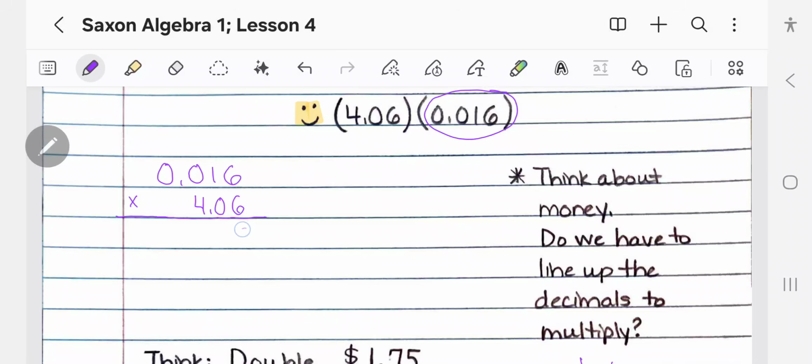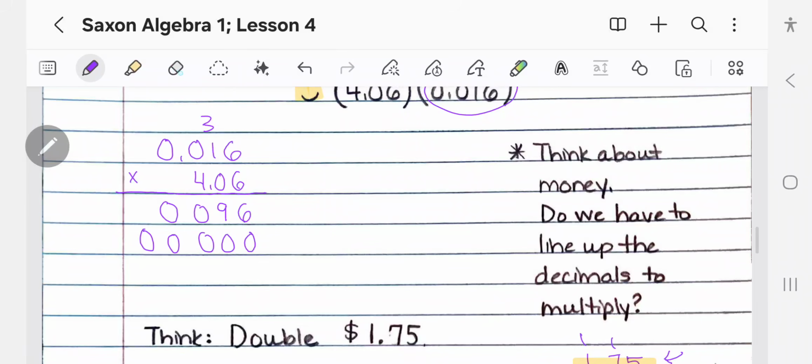6 times 6 is 36. 6 times 1 is 6, plus 3 is 9. 6 times 0 is 0. 6 times 0 is 0. And then when I multiply by this 0, I'm going to move in 1. Okay, so add a 0 because I'm multiplying by the tens place. And then I move in 1, and then that's going to be all zeros. Okay, so I don't really need that row, do I? I just know it's going to shift over.